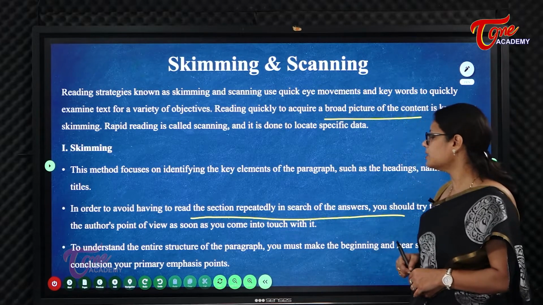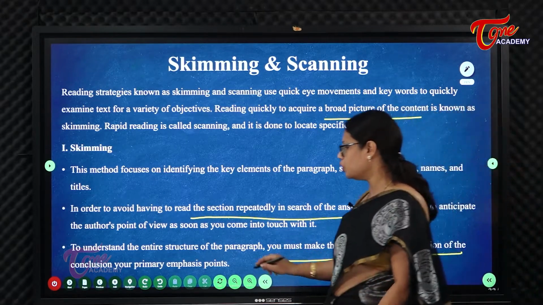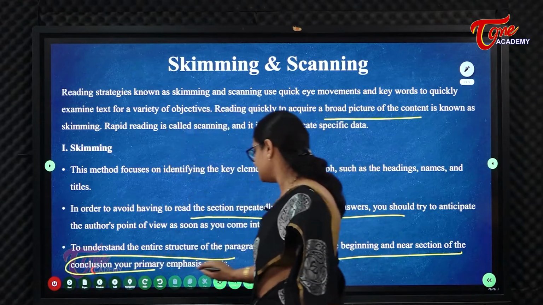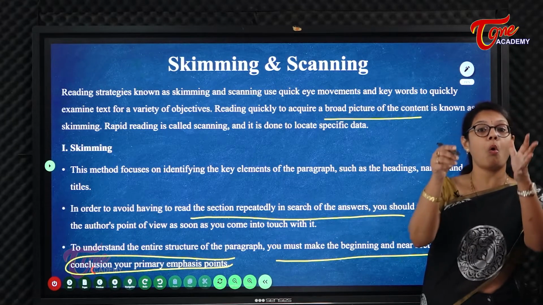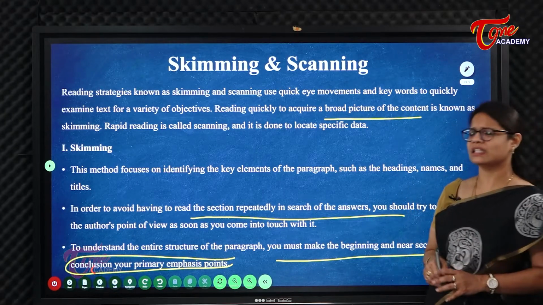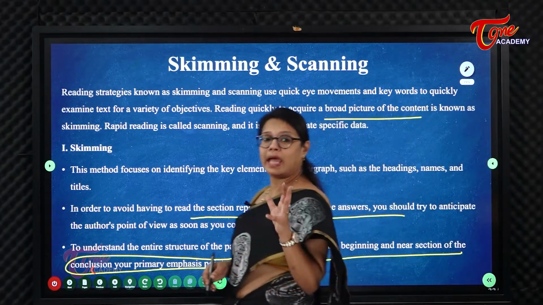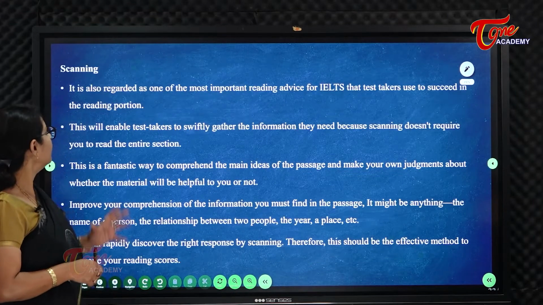To understand the entire structure of the passage, you must make the beginning and the section near the conclusion your primary emphasis points. Read the first paragraph and the last 2 paragraphs thoroughly so that you understand where you need to focus, or what should be your point of emphasis. Now, what is scanning?